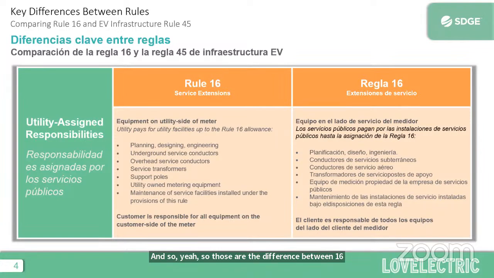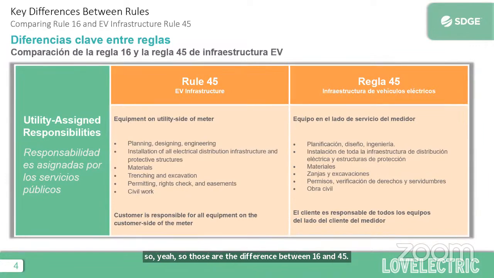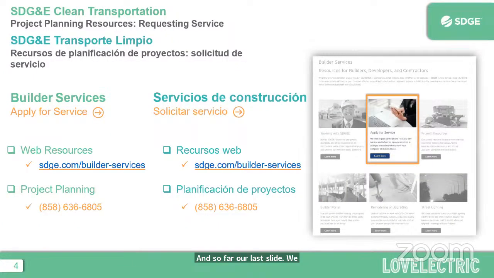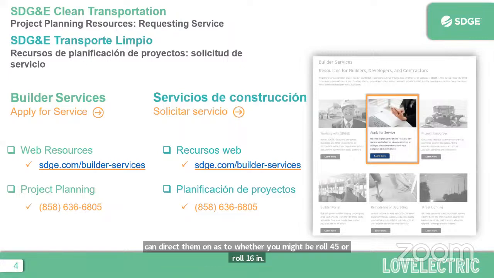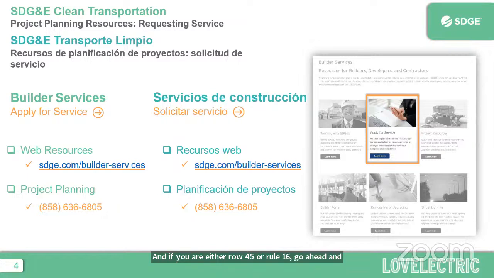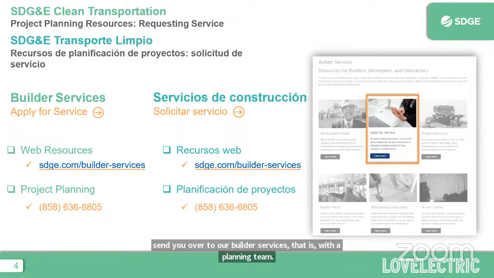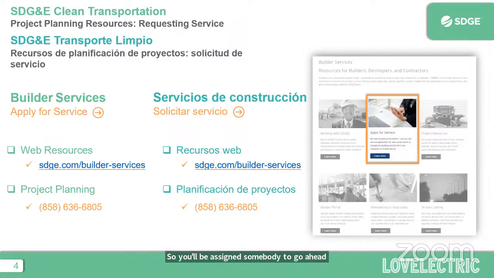And so for our last slide, we generally recommend that customers reach out to our team first, and we can direct them as to whether you might be Rule 45 or Rule 16. And if you are either Rule 45 or Rule 16, we'll send you over to our builder services. That is a planning team, so you'll be assigned somebody to tailor plans specifically to your needs. There's quite a lot going on in this presentation, a lot of information available, but our whole intent is to make installing electric vehicle infrastructure and operating an electric fleet easy.